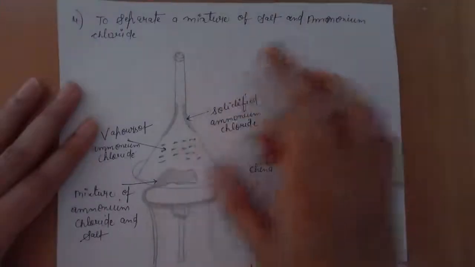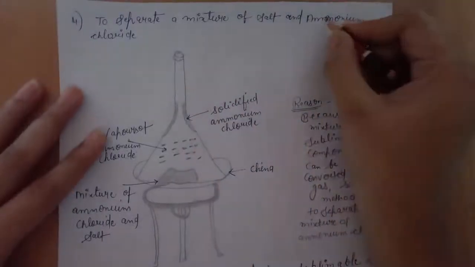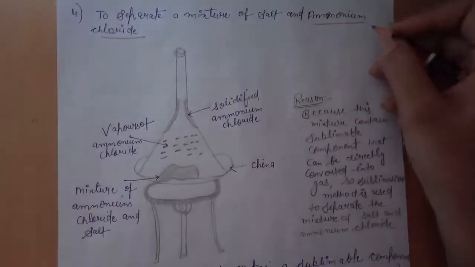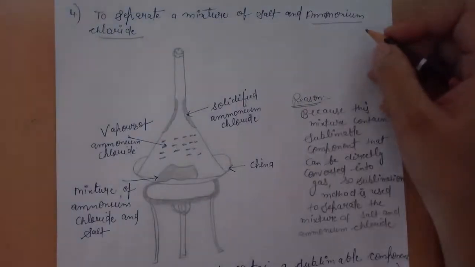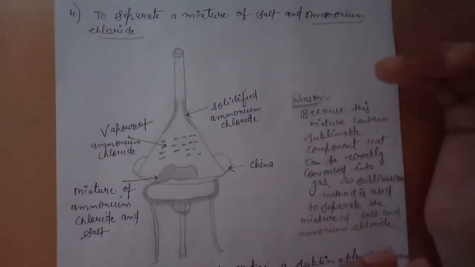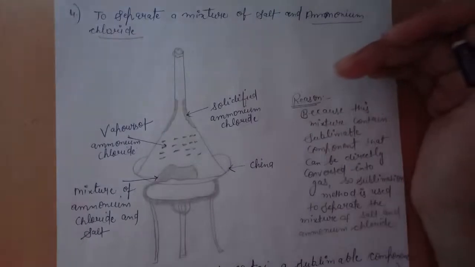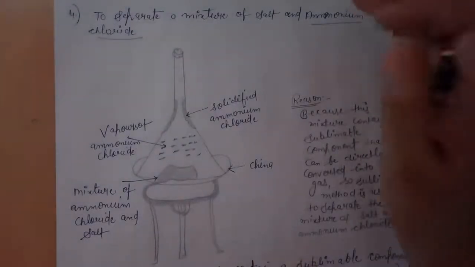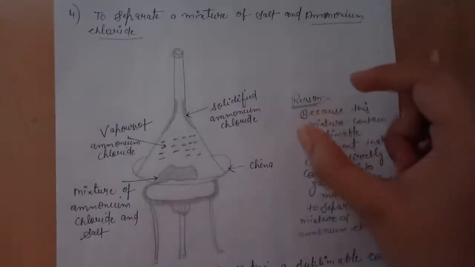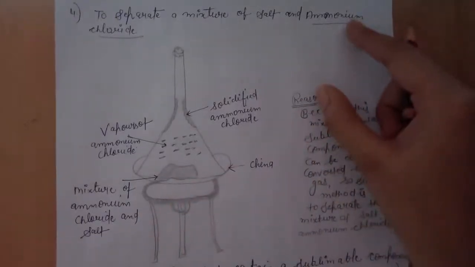Students, next is to separate a mixture of salt and ammonium chloride. Ammonium chloride here is a sublimable component. Sublimable means the component directly converts from a solid form into gaseous form without coming into a liquid phase. So this is a sublimable substance. To separate this sublimable substance from salt, we use the sublimation method.